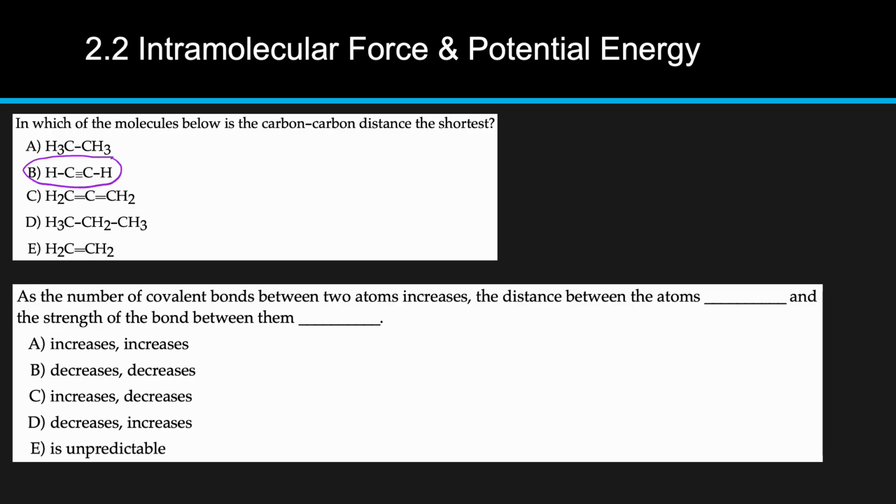Then our next question says, as the number of covalent bonds between two atoms increases, the distance between the atoms blank and the strength of the bond blank. So as you increase the number of bonds, we know that you're going to decrease the length. So the distance between the atoms is going to decrease. So that means A is wrong and C is wrong. And then the strength, because there are more bonds there, is going to increase. So the answer for this one would be D.